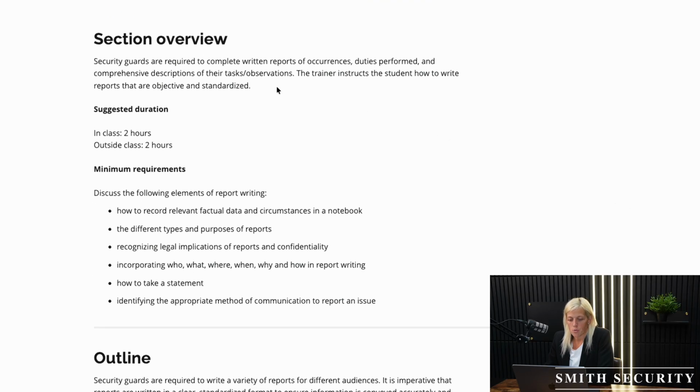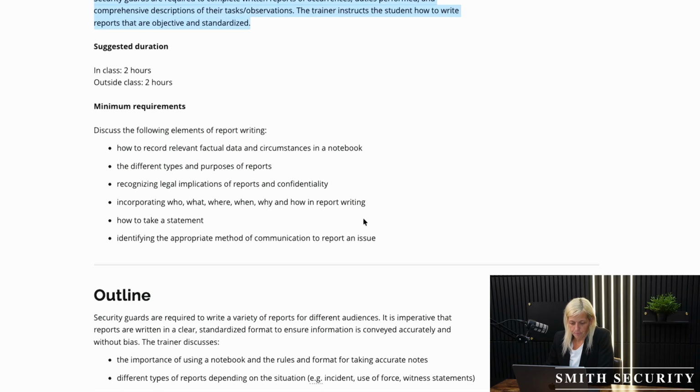Security guards are required to complete written reports of occurrences, duties performed, and comprehensive descriptions of their tasks and observations. The trainer, whoever you do your training with, is going to instruct you how to write reports that are objective and standardized. We're going to talk about how to record relevant factual data and circumstances in your notebook. Here's a notebook just to give you an example.